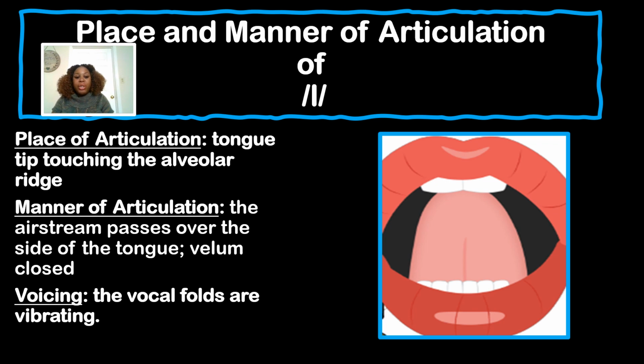The manner of articulation: the airstream passes over the side of the tongue and the velum, or the soft palate, is closed. This is what makes it feel like it could also be a vowel sound, because of the air passing through the side of the tongue. And plus, the way that the tongue is made is still coming up near the palate, which is why it is called a liquid sound. And of course, with the L sound, the vocal folds are vibrating. All right, so let's keep going.